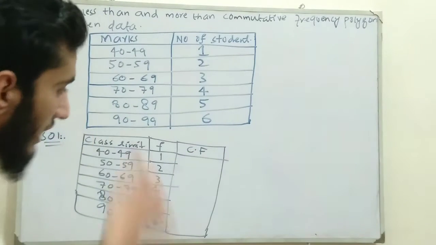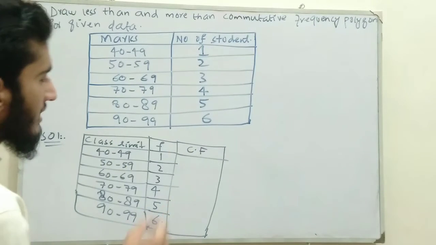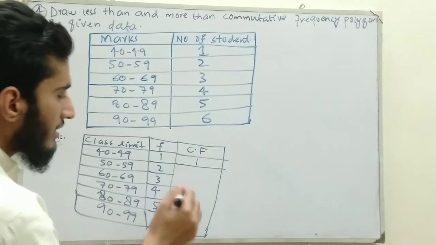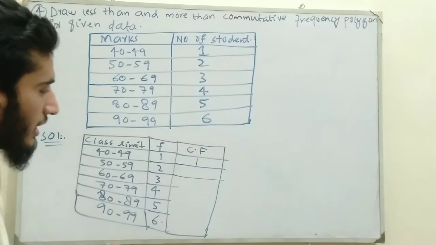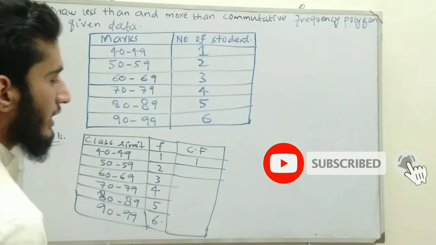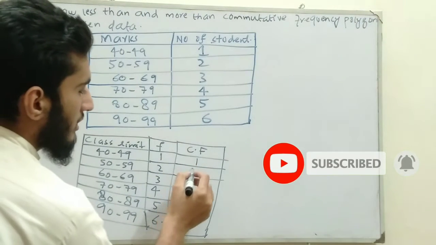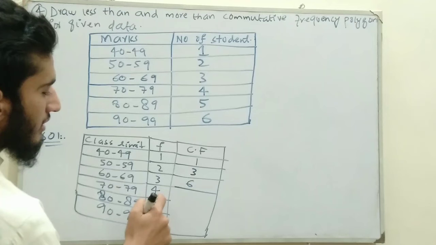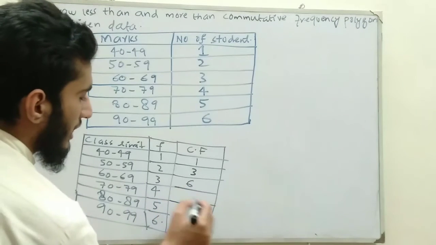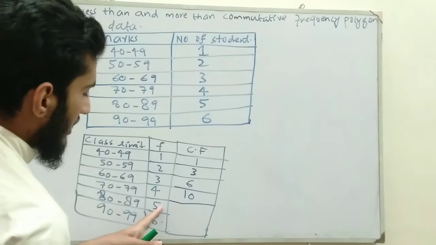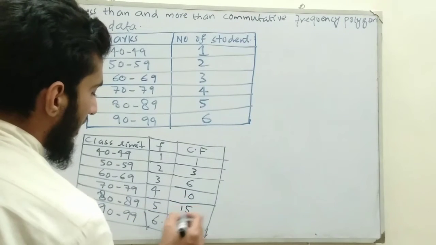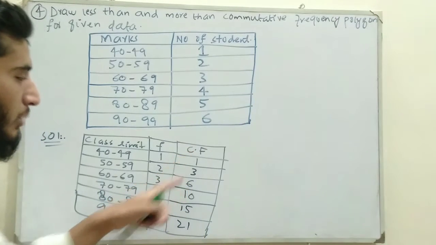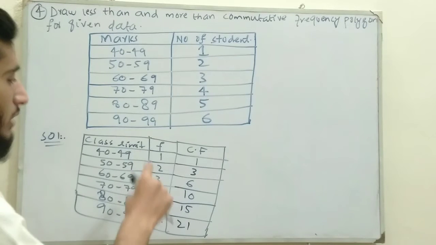How can we find the cumulative frequency? For the first row we will consider the cumulative frequency as the same frequency. So the first cumulative frequency is 1. After this, the second cumulative frequency will be the addition of the next frequency with this one. So 1 plus 2 gives us 3. The next, add this 3 with this frequency, so it will give us 6. After this, add this frequency with this, it will give us 10. After this, add this frequency and 10, so it will give us 15. And after this, add this frequency with this frequency, so it will give us 21. So this is the method of finding cumulative frequency, by adding the frequencies downward.